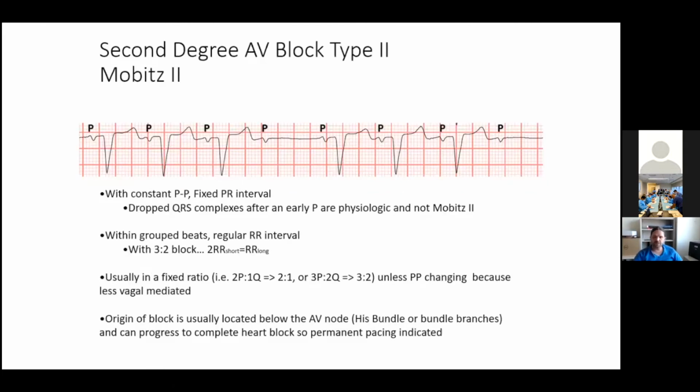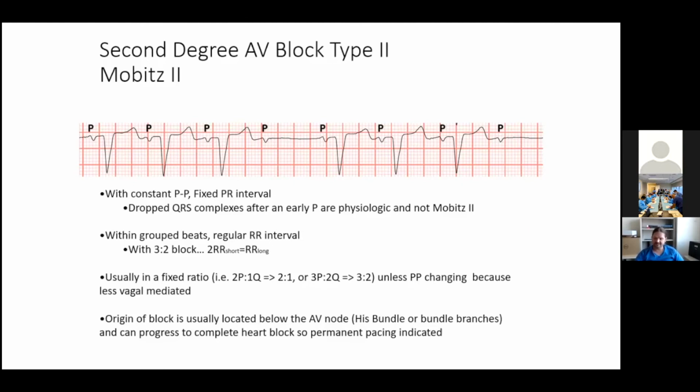Now, Mobitz 2 is going to have a fixed PR interval, which means with any group of beats, the RR intervals are going to stay the same. And when you have 3-to-2, your short RR, if you multiply that by 2, is going to give you the long RR interval.